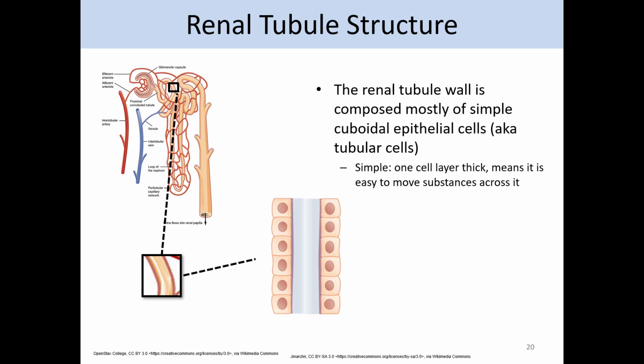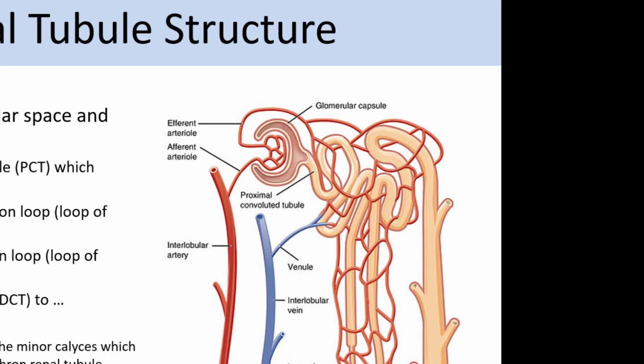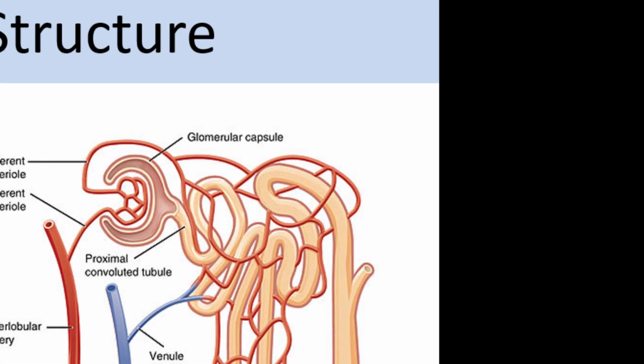And it's important that we can get things across this tube because that's what we're going to do: move substances into the tube and out of the tube in order to fine-tune urine formation. Different parts of the renal tubule have different names. The filtrate leaves the renal corpuscle and enters into the first part of the renal tubule called the proximal convoluted tubule. It's called proximal because it's the first part of the tube that's closest to that corpuscle.